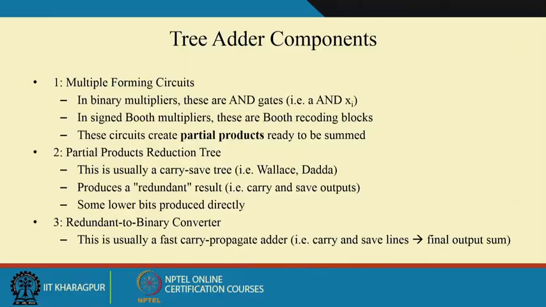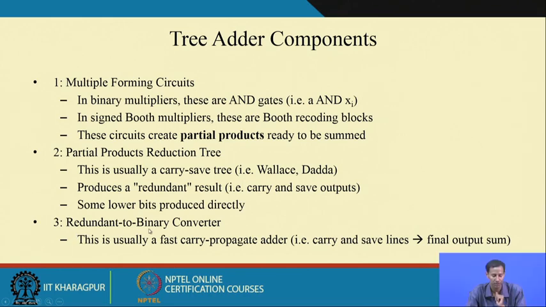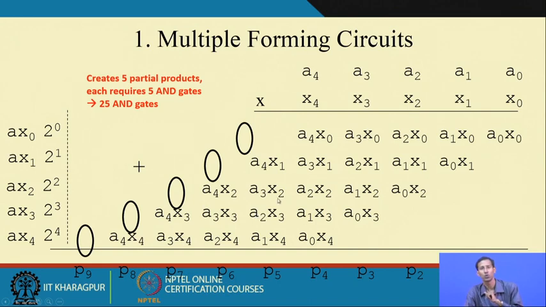After adding those, finally there will be 2 numbers. When I get only 2 numbers, I need to use one fast adder, either a carry propagate adder or a conditional sum adder, for that kind of addition. This comes as part of the redundant to binary converter. If we take one example, it will be much clearer to you.